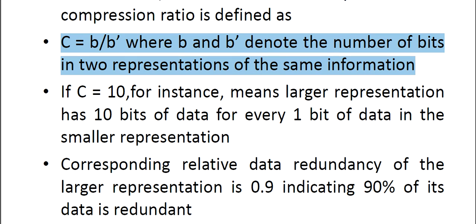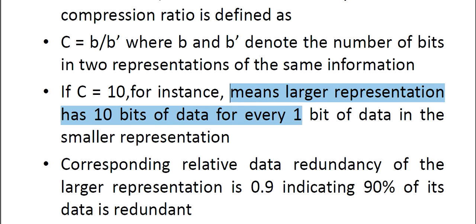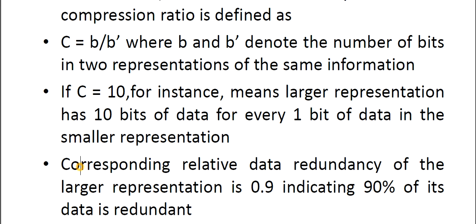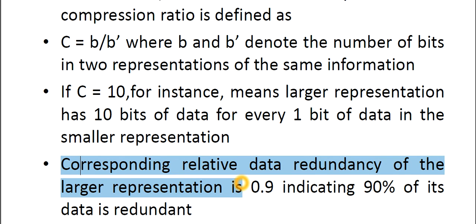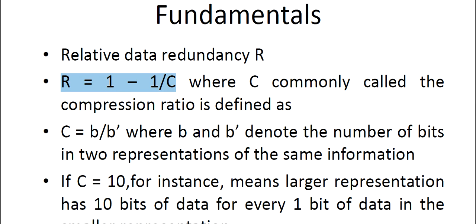If say C is equal to 10, for instance, this means the larger representation has 10 bits of data for every 1 bit of data in the smaller representation. Do mind that if C is equal to 10, this means the larger representation has 10 bits of data for every 1 bit of data in the smaller representation. So the corresponding relative data redundancy of the larger representation is 0.9, indicating 90% of data is redundant, and we have got it from this one: R is equal to 1 minus 1 by C. This formula is very important.